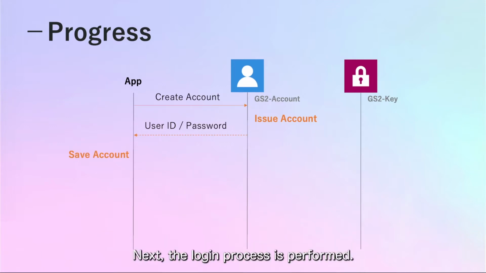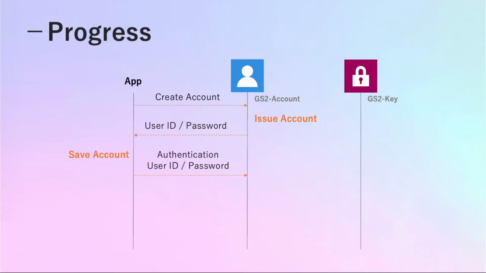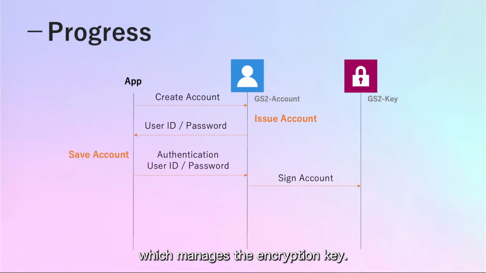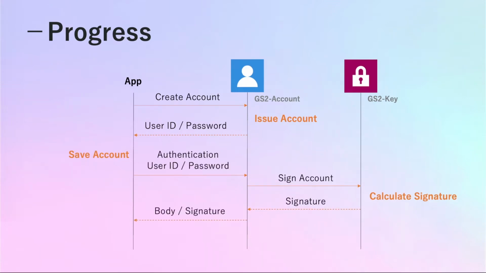Next, the login process is performed. The login process consists of two steps. First, the authentication API is called by specifying a user ID and password in GS2 account. Upon successful authentication, GS2 account calls the API to create a signature of the account information to GS2 key, which manages the encryption key. The game responds with the account information plus the signature information.